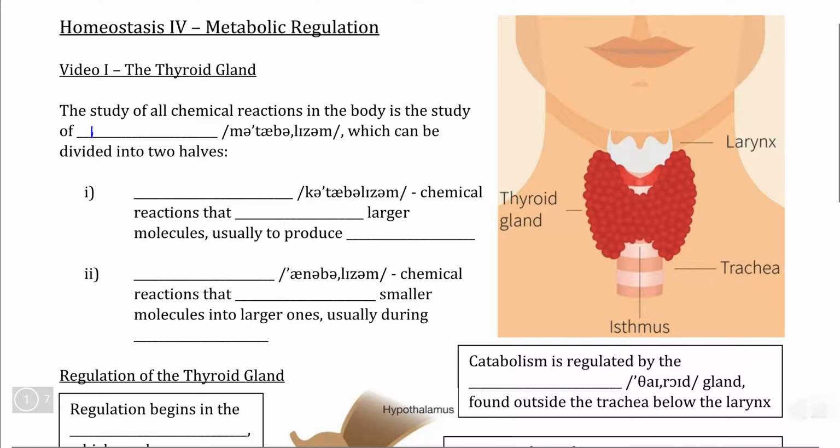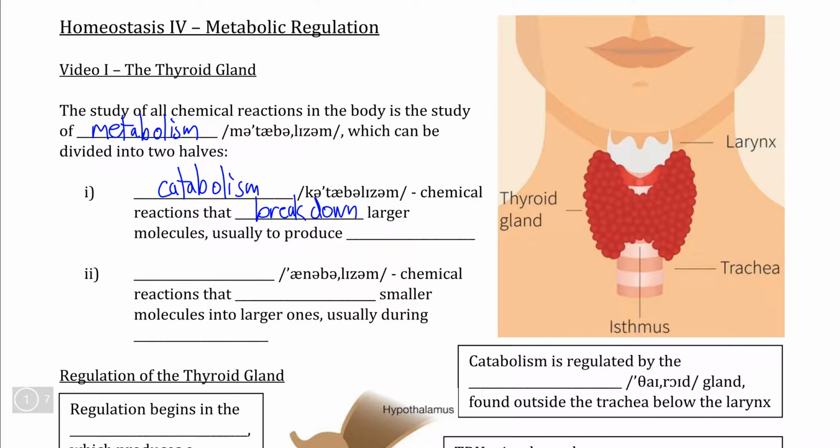In this three-part series of videos, we're going to look at the homeostatic regulation of the body's metabolism. This video will focus specifically on catabolic regulation, or the regulation of catabolism, which are the chemical reactions that involve the breakdown of larger molecules into smaller ones, such as glycogen and triglycerides broken down into glucose and fatty acids, both of which have very important functions in producing energy for the body.